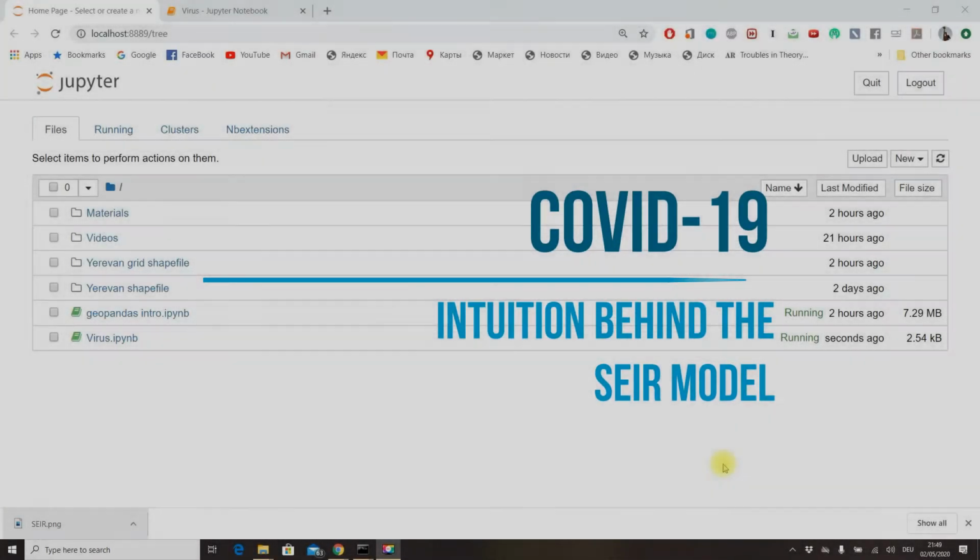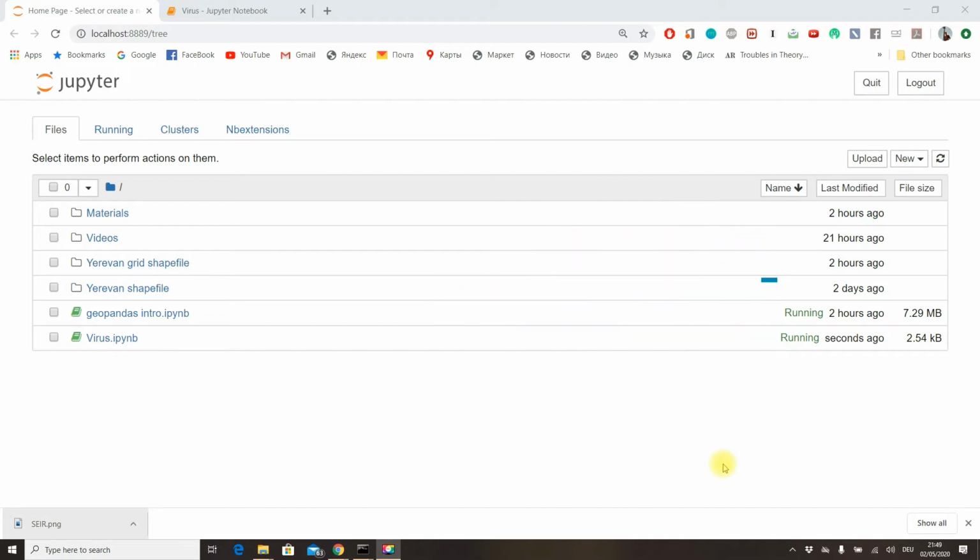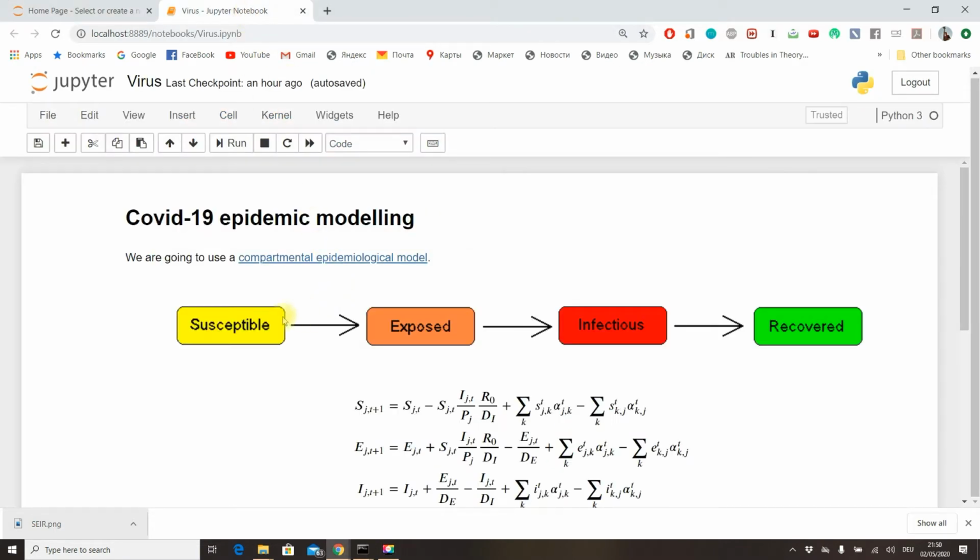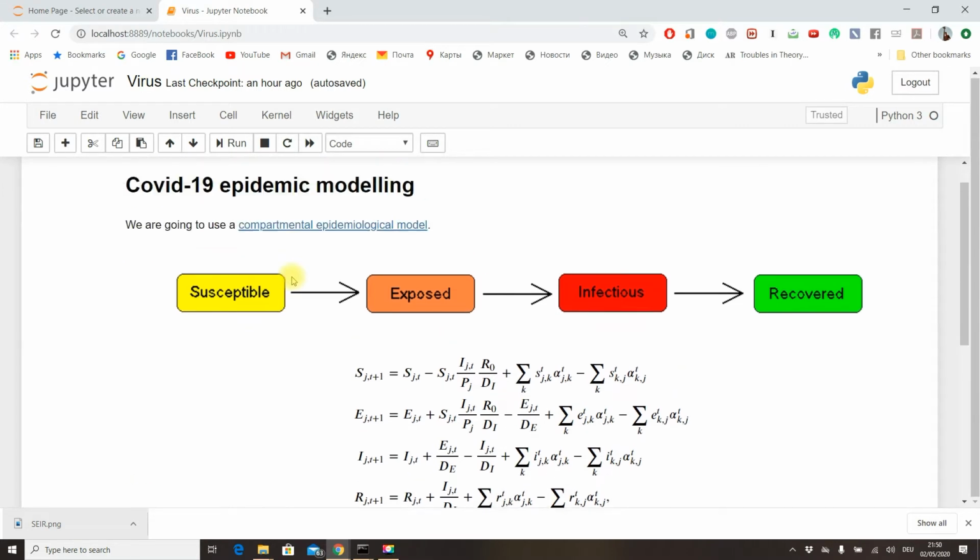Okay guys, so in this video we'll finally start modeling the COVID-19 epidemic spreading in a city. And before we begin, let me first introduce you to the basic mathematics behind how the virus actually spreads. And for that I have created a new Jupyter Notebook for you where we're going to build a model.